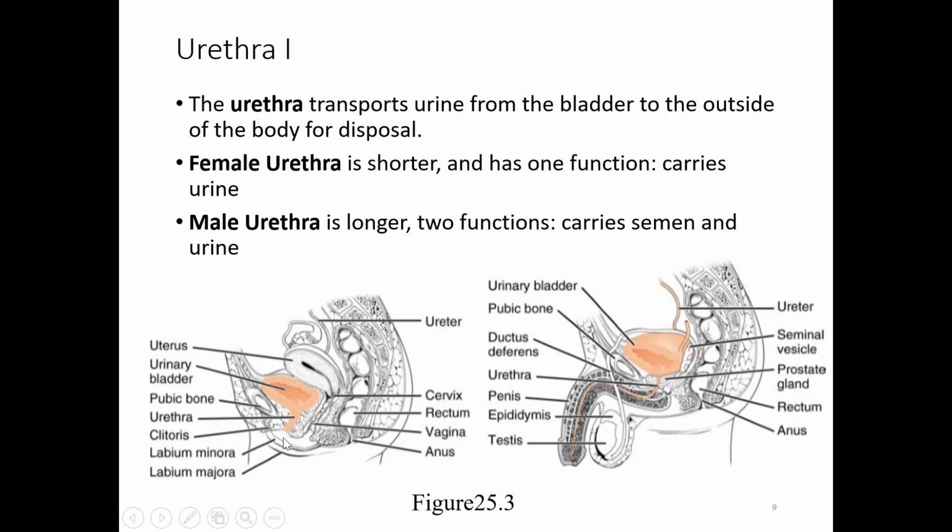It carries urine. Because it's so short and usually a little bit wider than the male urethra, it's much easier for bacteria from the outside to get into the urinary bladder and cause inflammation. Male urethra is much longer and it has 2 functions. It carries semen and urine.